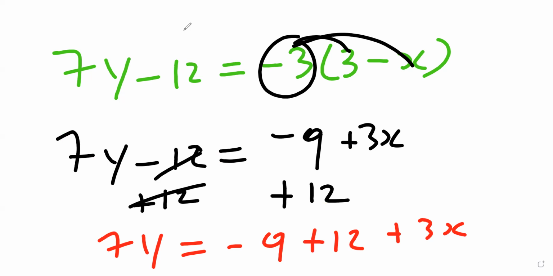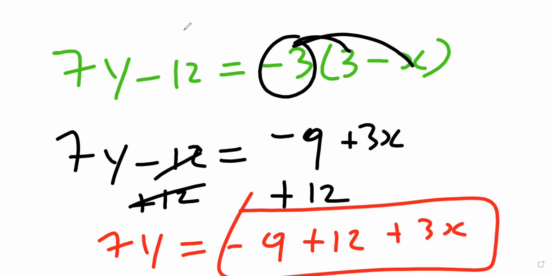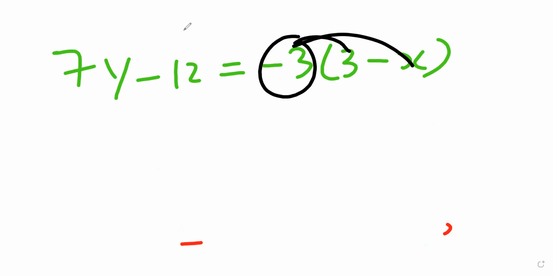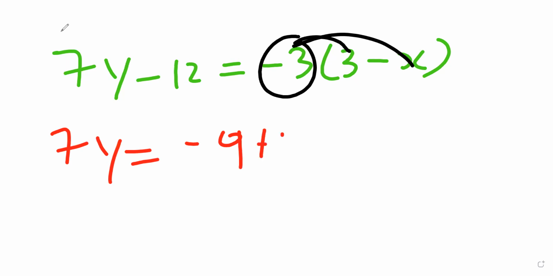So we're doing good. And all we need to do is group the like terms on the left and on the right hand side right here. So let's get some space and erase everything right here so we can have something more organized. So let's go back to this. We have 7y is equal to -9 plus 12 plus 3x.